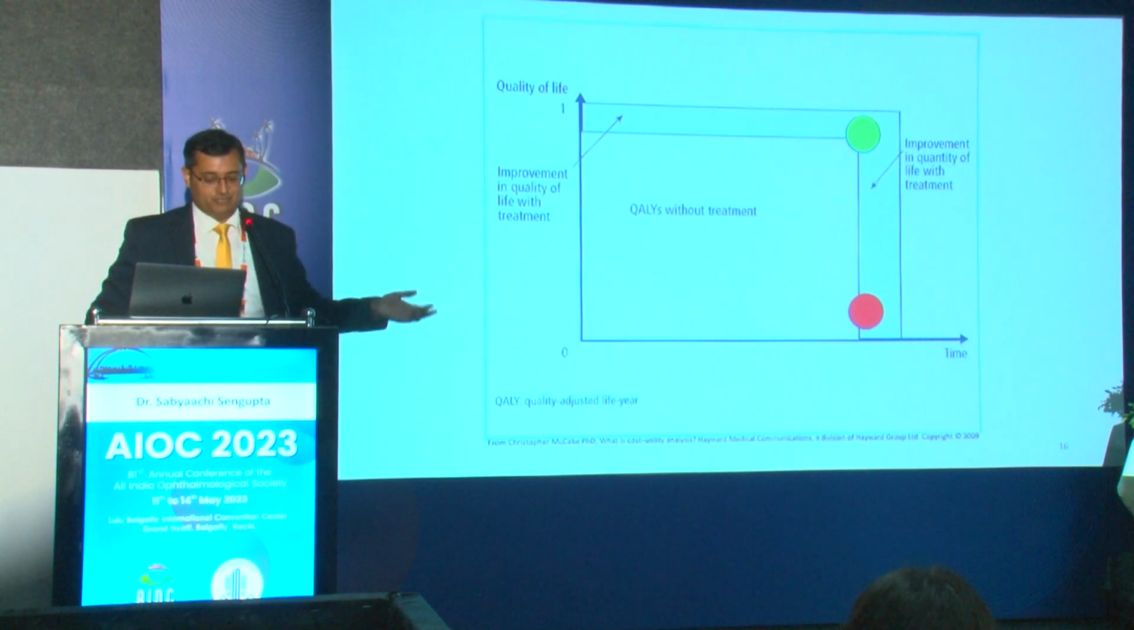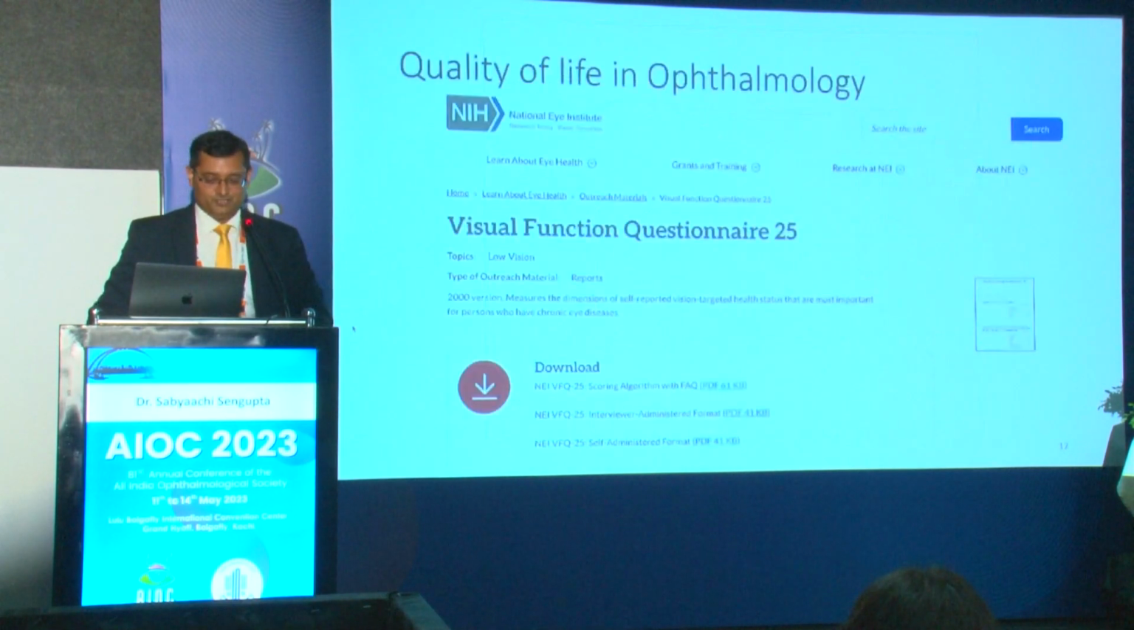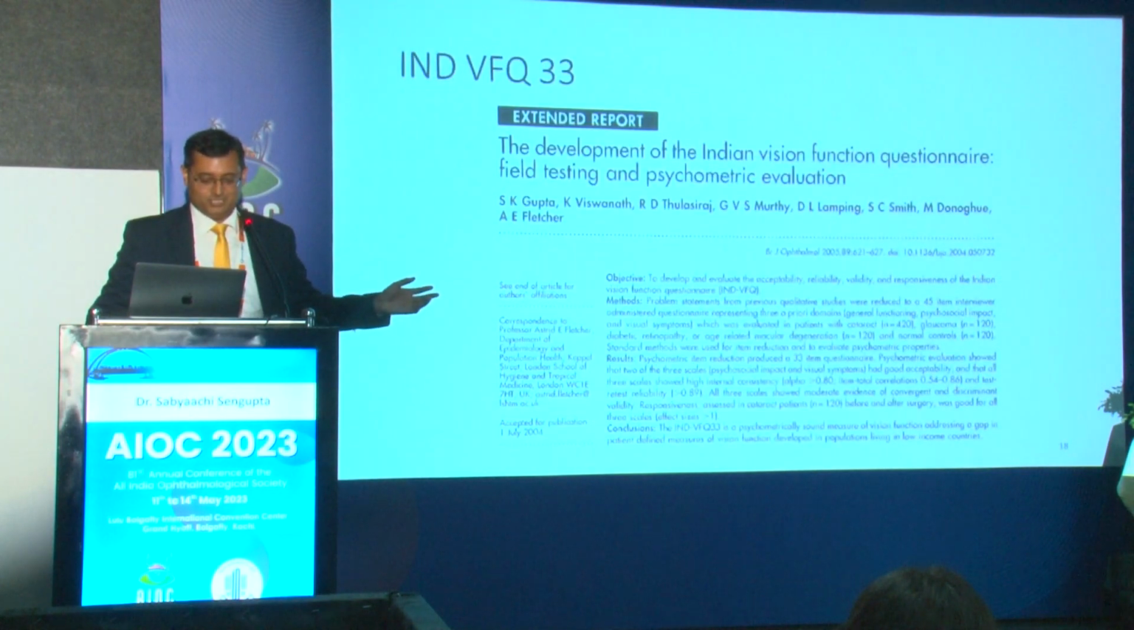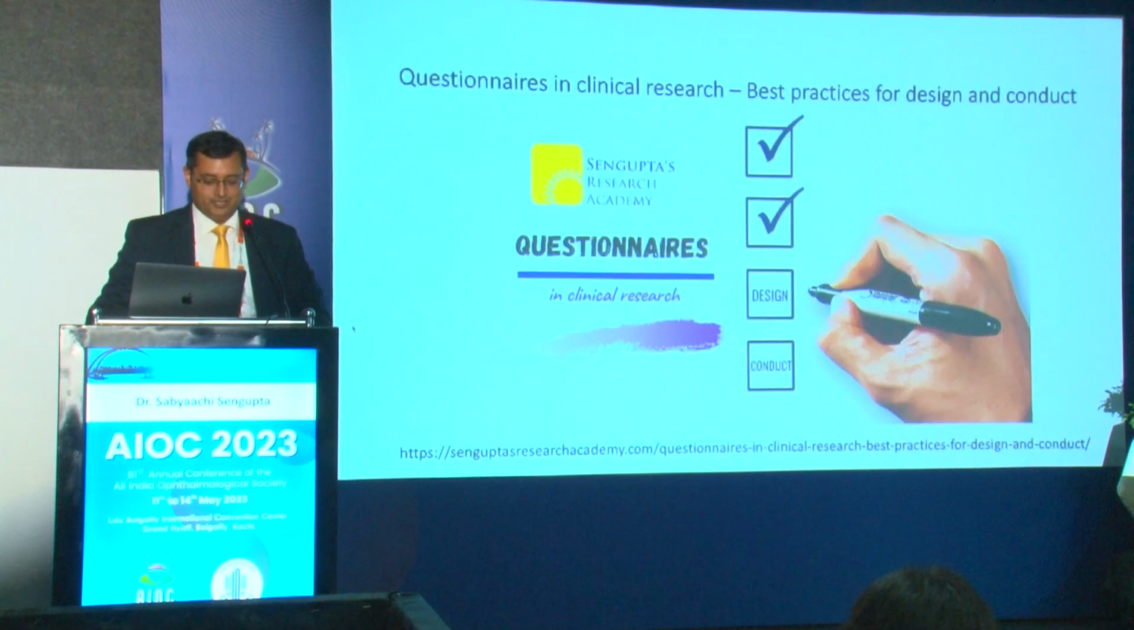So how do we prevent all this? How do we calculate QALY for this? Usually it is done using questionnaires. There are many questionnaires, so I won't go into details of how these questionnaires are. This was a very important Indian quality of life questionnaire. I have a blog on questionnaire development which you can look at.